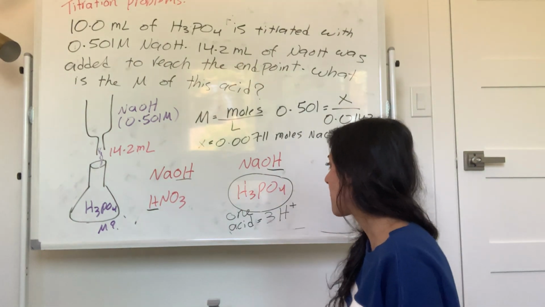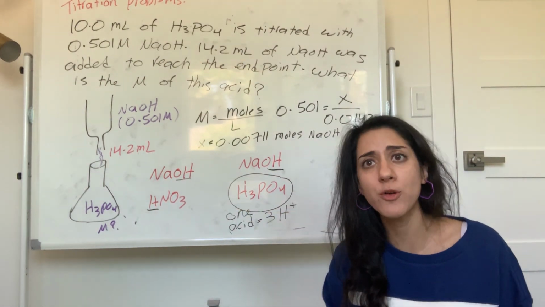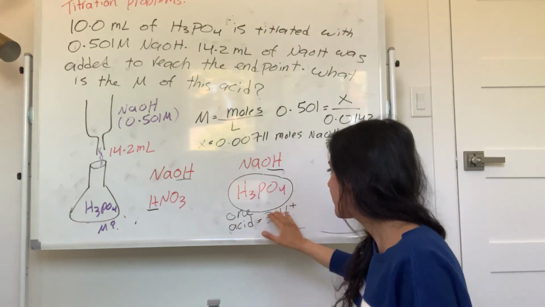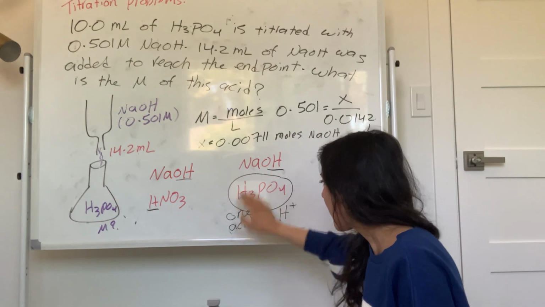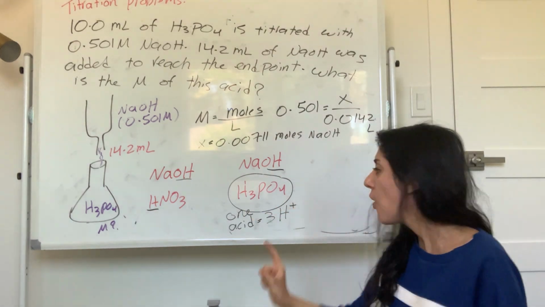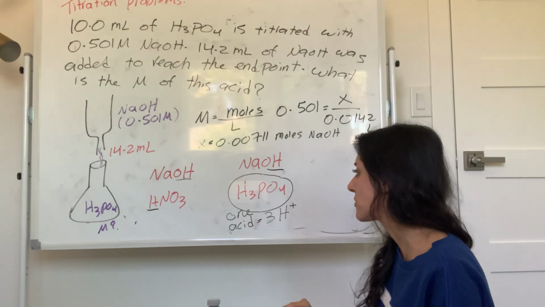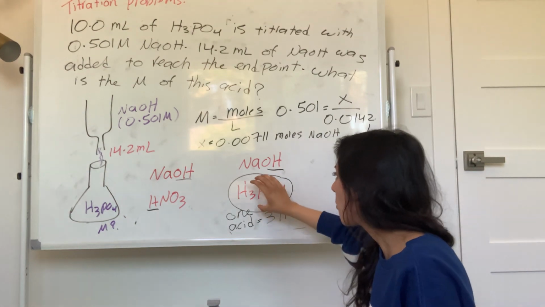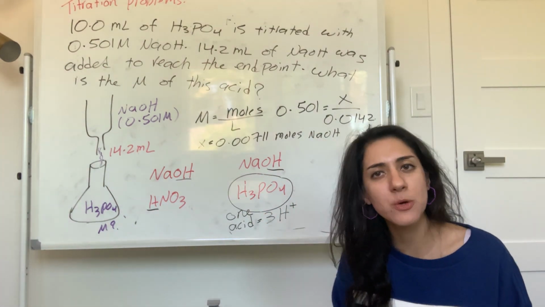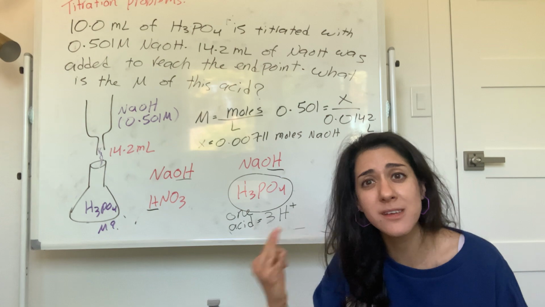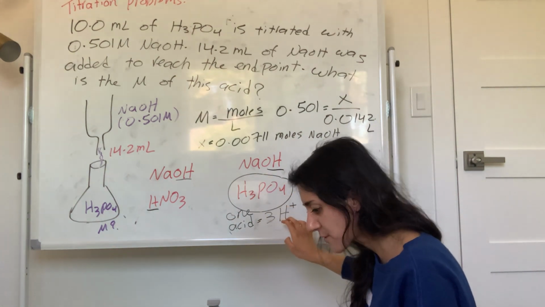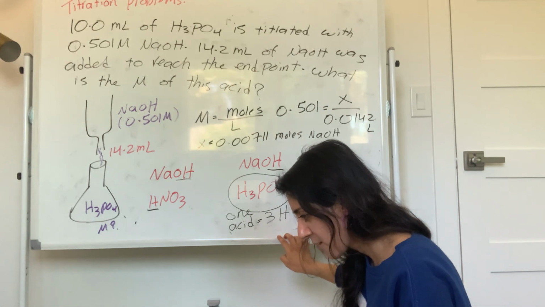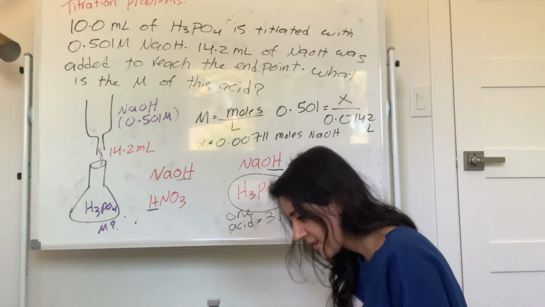Now, this is the first time that we have an acid that is not monoprotic. This acid is triprotic. So one acid has 3 hydrogen. To neutralize one acid, how many NaOH do you need? You need 3 NaOH to neutralize one acid because one acid has 3 H+. We're good so far? Okay.